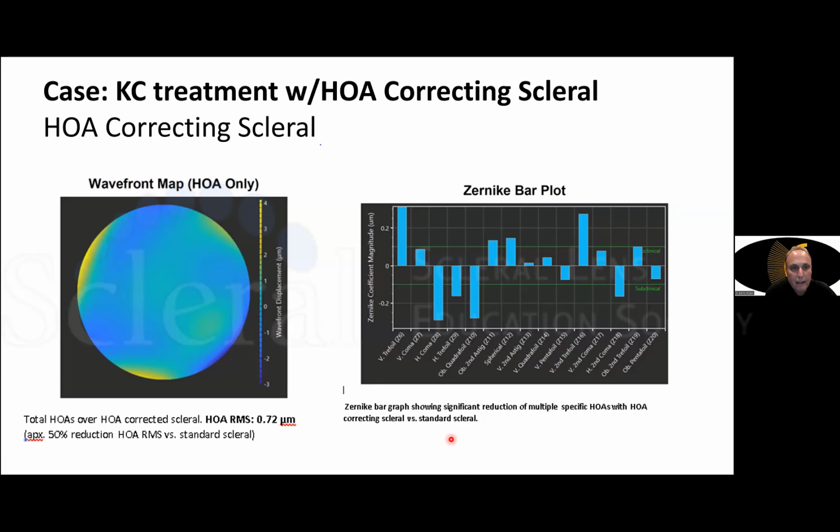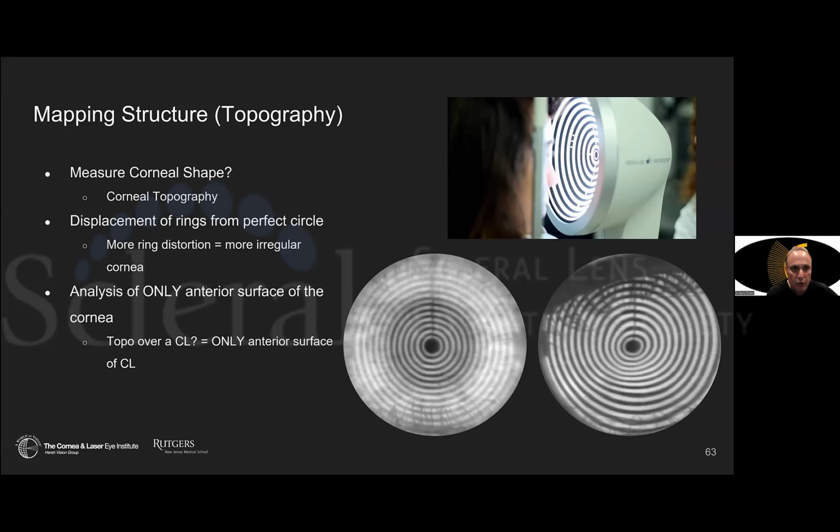And here we have now designed the contact lens to place optics on the front of this lens that offset the high order aberrations. And the total RMS value was dramatically reduced by about 50%, and function was reported and acuity reported better than with traditional scleral.